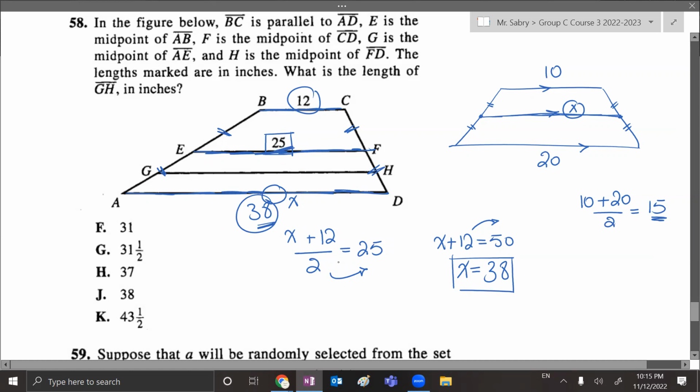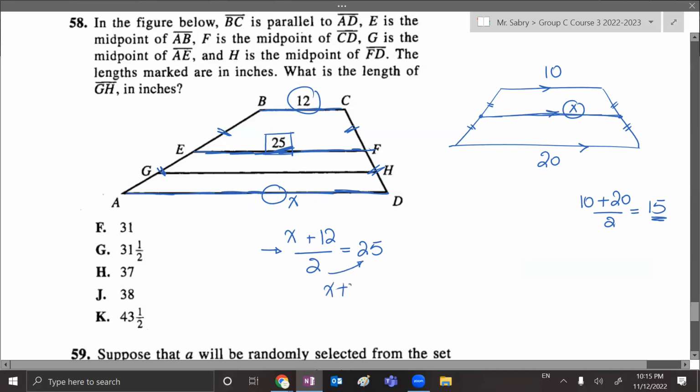Okay, better, I got this equation. Do you get how I got this equation here? x plus 12 over 2 equals 25. Now I'll move the 2 to the other side by multiplication. So then x plus 12 will be equal to 50, 2 times 25. And then move the 12 to the other side, so x will be equal to 38. So the measure of this side here is 38.